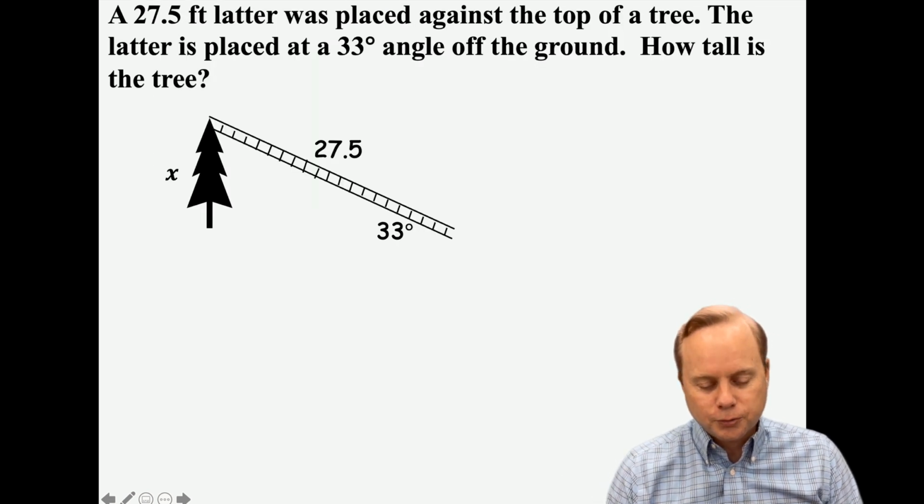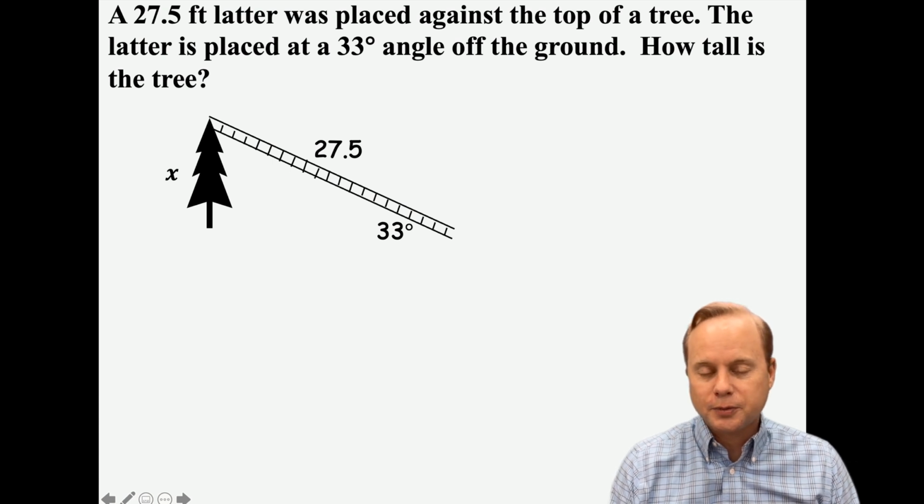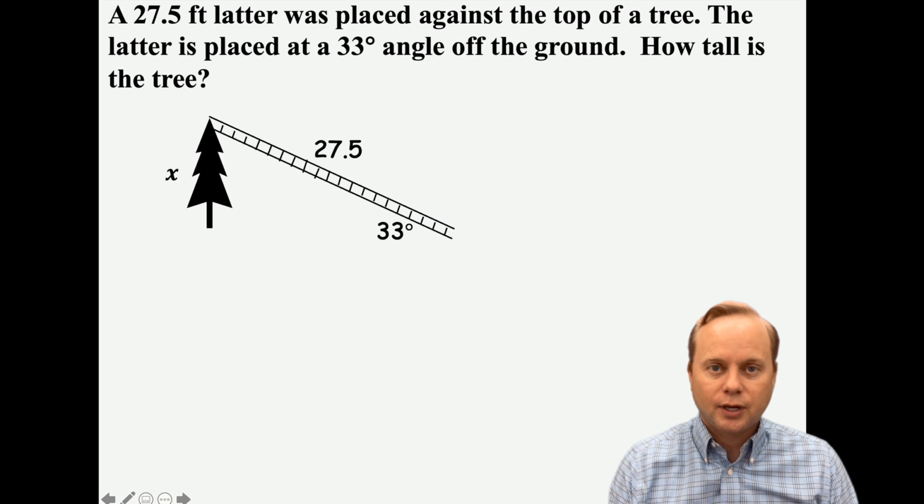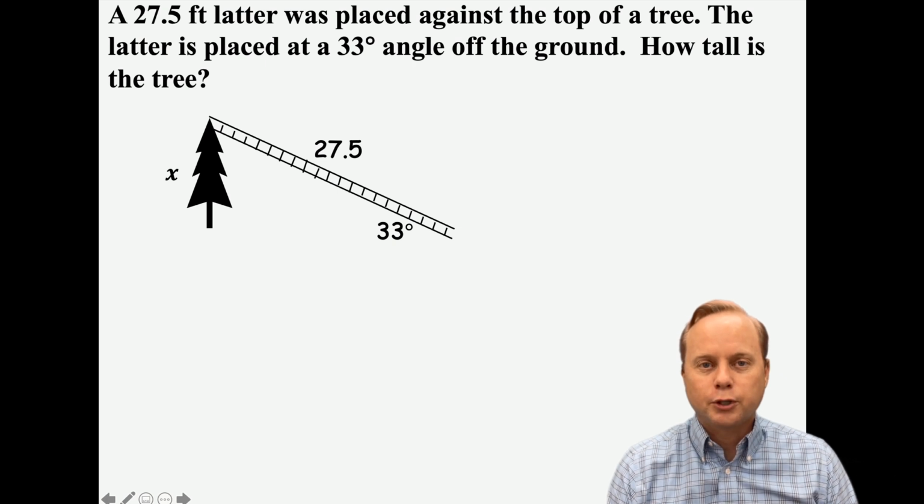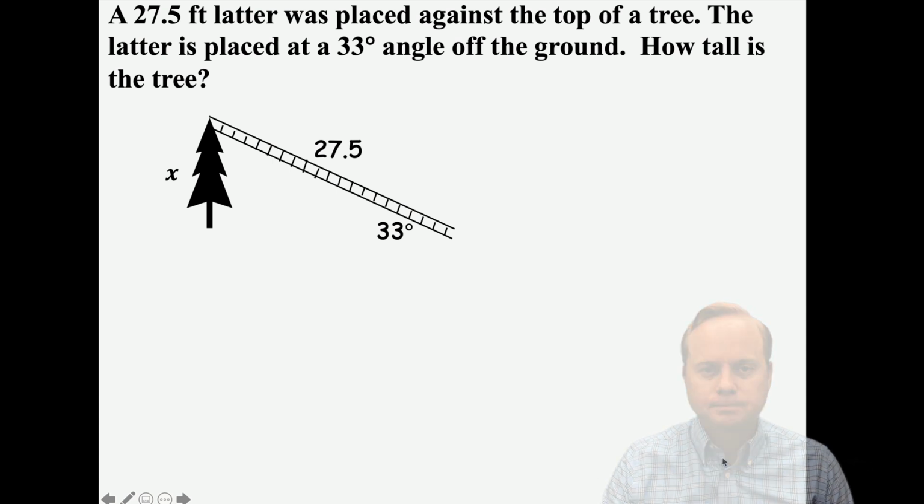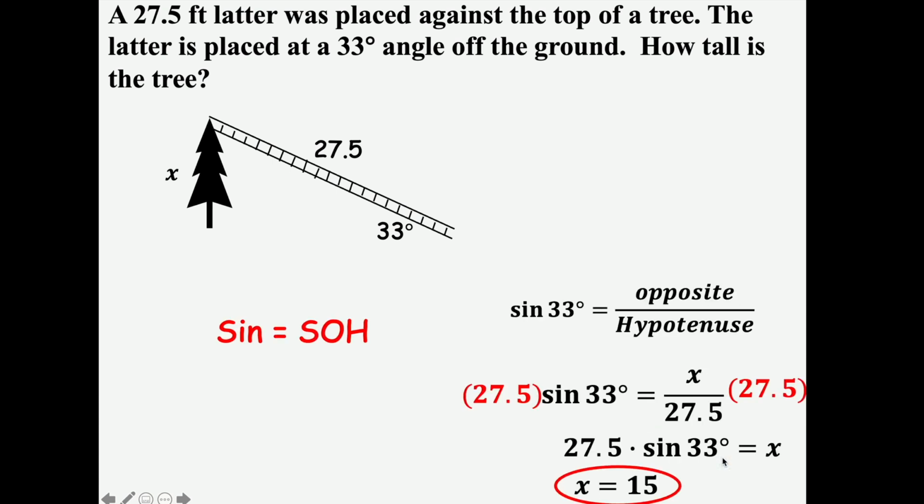Okay, I want you to do this one. This is very similar to the one that we just did with the parasailing, only this one is a ladder, and we know how long the ladder is. It's 27.5 feet. We're trying to identify how tall this tree is. So push pause on the video now. I'd like you to work through this. Then once you have the answer, come back and let's check it, okay? Okay, check your answer. Hopefully you found out that the height of the tree was 15 feet tall.